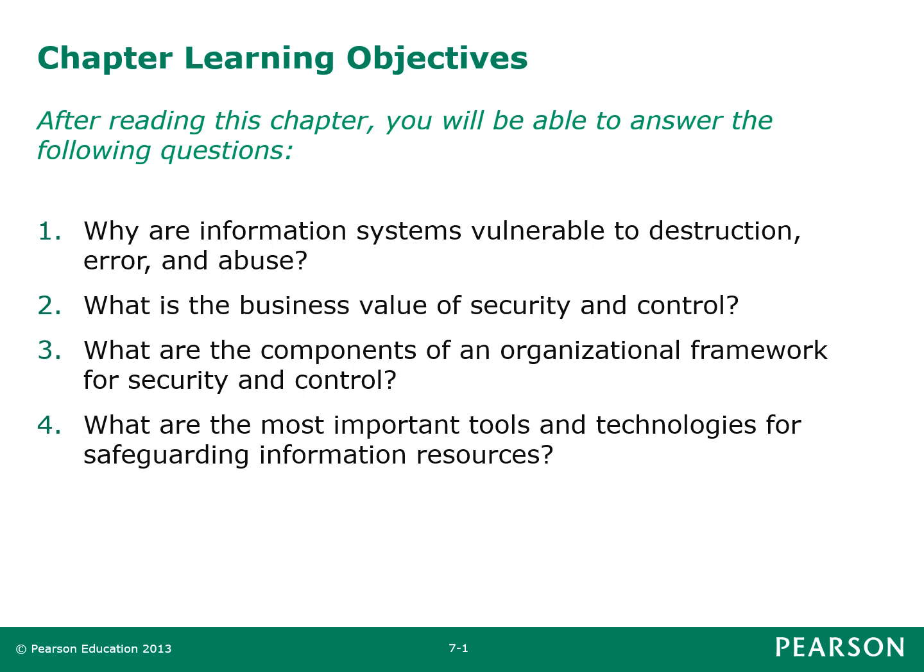First, we will learn the main types of threats that could harm information systems through destruction, error, and abuse, and also how to design and implement security and control measures to safeguard information systems in an organization. And finally, what are the technologies and tools used today to support overall security and control of information systems in business?